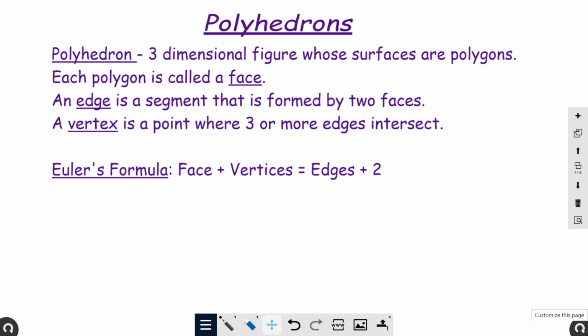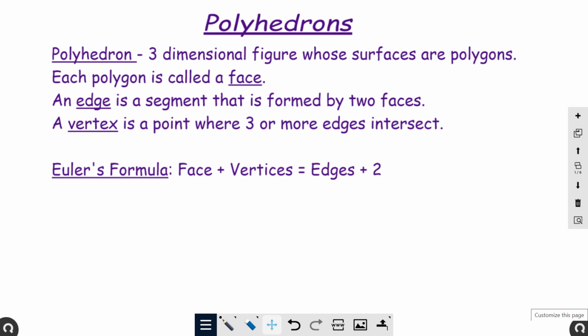An edge is a segment that is formed by two faces, and a vertex is a point where three intersect. So if I think about this Kleenex box, the top, bottom, and sides are all called faces. These lines where two faces come together are called edges, and then the corners of the box are your vertices. Does that make sense? Okay. I always like to use the Kleenex box. It's easy to see, a big visual.